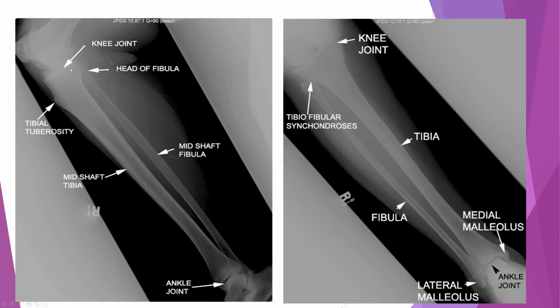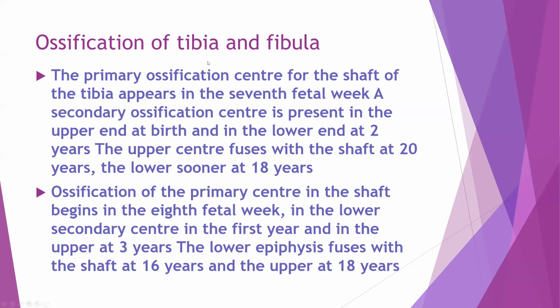Ossification of tibia and fibula. The primary ossification center for the shaft of the tibia appears in the 7th fetal week. A secondary ossification center is present in the upper end at birth, and in the lower end at 2 years. The upper center fuses with the shaft at 20 years, the lower sooner at 18 years.